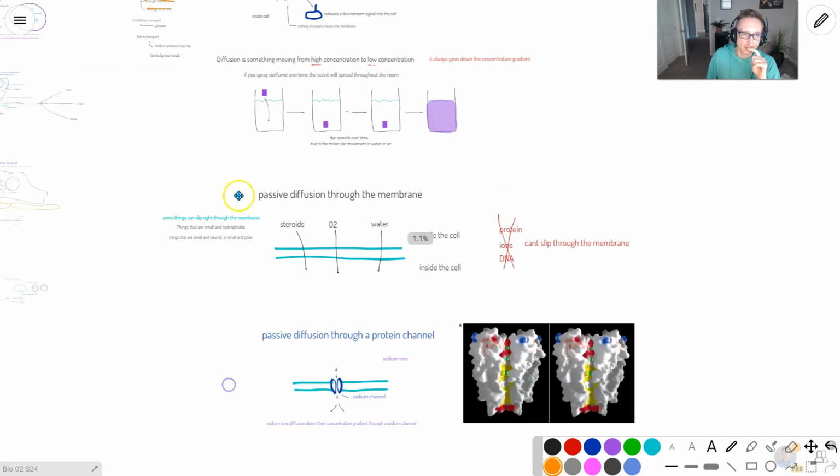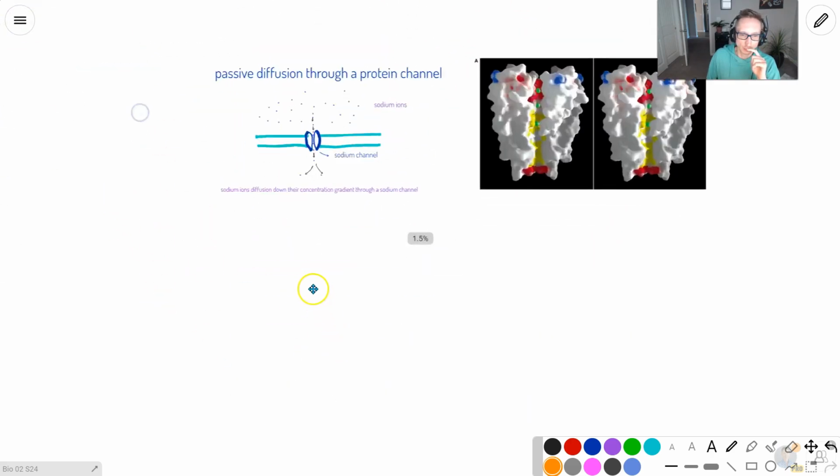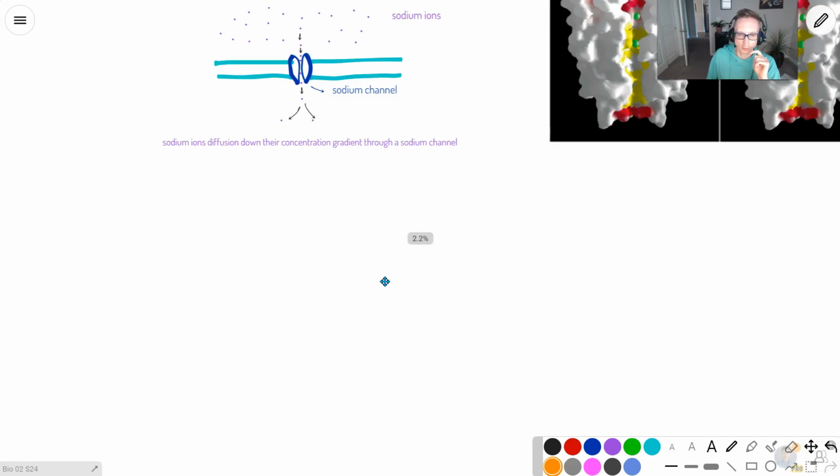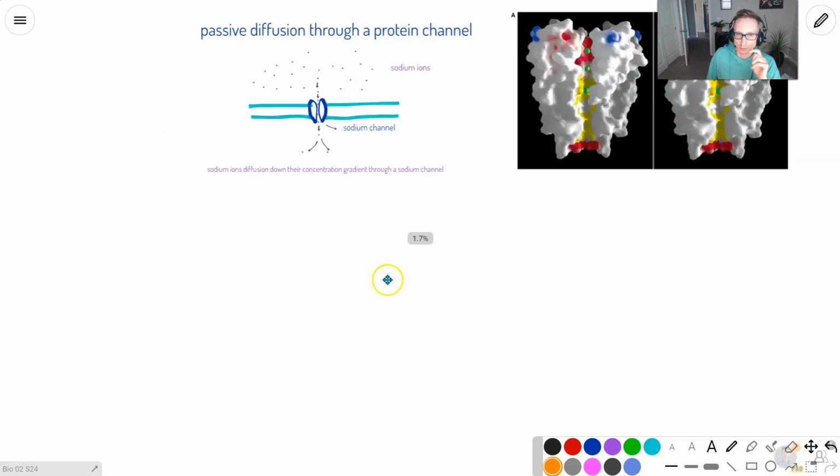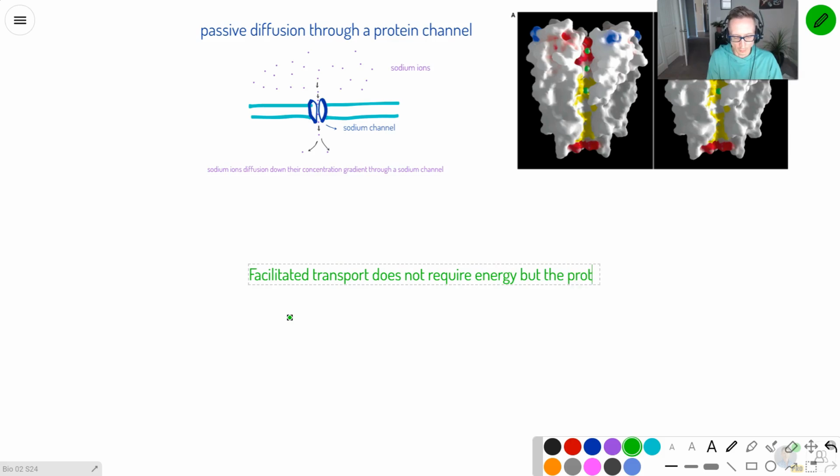Okay, so we've got facilitated transport. A good example of this is glucose transport. This doesn't require any energy. So let's do it in green. Facilitated transport, it's kind of weird. It does not require energy, but the protein undergoes a shape change. The channel in passive diffusion didn't change its shape, it's just a hole.